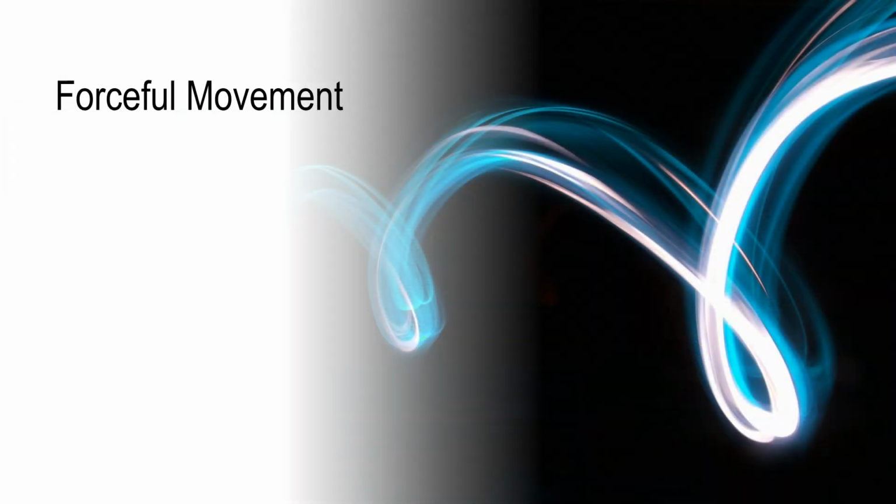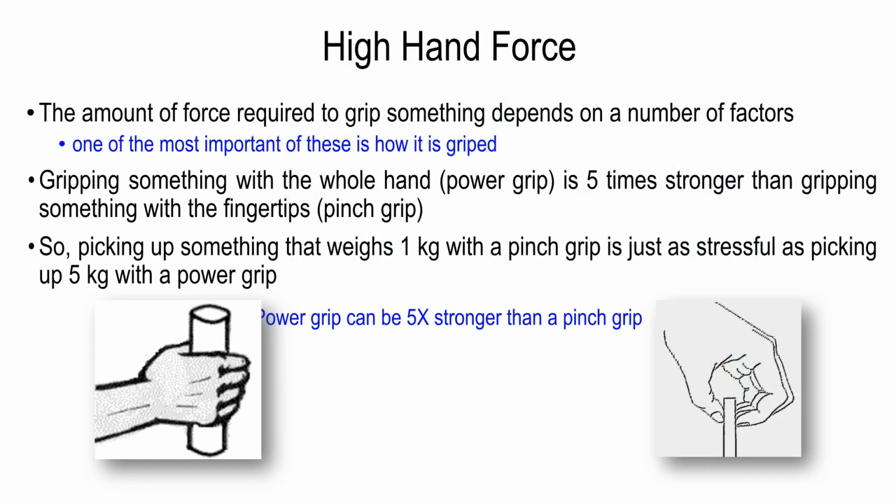Forceful movement is one aspect of weight handling that can contribute to occupational diseases. High hand force depends significantly on how an object is gripped. A power grip using the whole hand is 5 times stronger than a pinch grip with the fingertips. For instance, picking up 1 kilogram with a pinch grip is as strenuous as picking up 5 kilograms with a power grip. This visual demonstrates the difference.